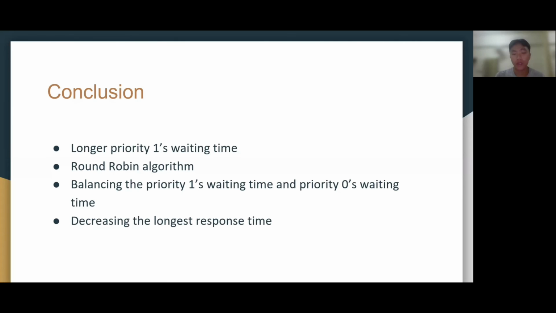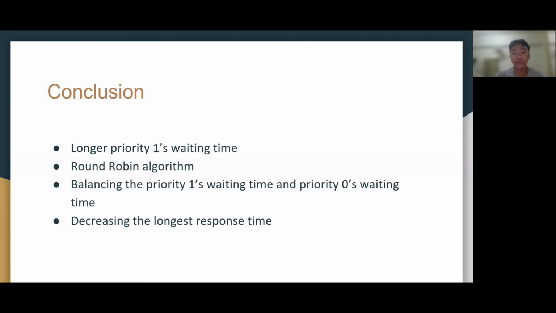In conclusion, in the algorithm we implemented, the priority 1's waiting time is too long for most of the datasets, so the longest response time is also very long. We think we could use a round-robin algorithm to test which value is better to balance the priority 1 and 0's waiting time, to avoid the longer priority 1's waiting time.